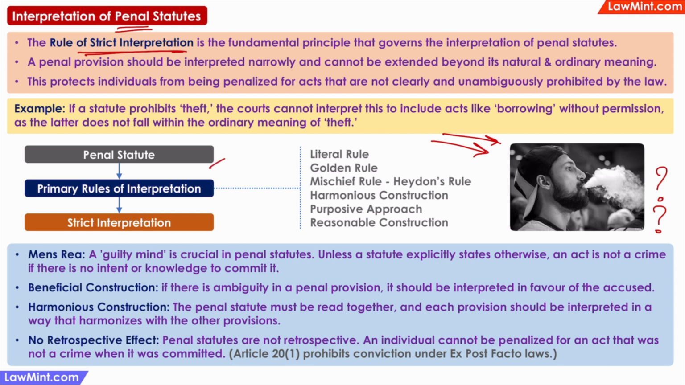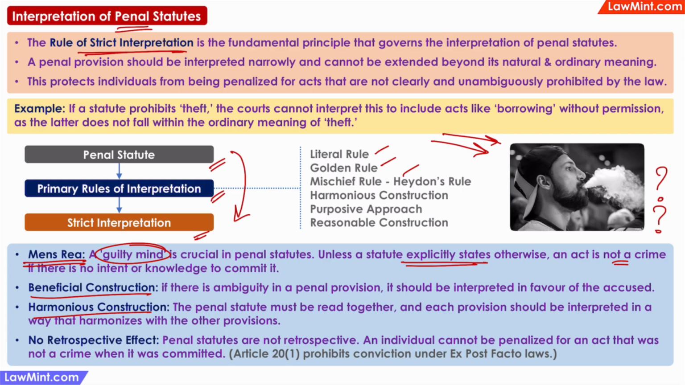If a penal or a criminal statute needs interpretation, then the courts will first apply the primary rules of interpretation, such as the literal rule, the golden rule, the mischief rule, etc. And the outcome is interpreted strictly, and strictly in favor of the person. While interpreting penal statutes, the concept of mens rea or guilty mind also becomes very important. That is, unless the statute explicitly says so, an act will not be a crime unless the person intentionally commits it. If an act was unintentionally committed or accidentally committed, then it will not automatically become a crime. The other principles that are applied are beneficial construction and harmonious construction.